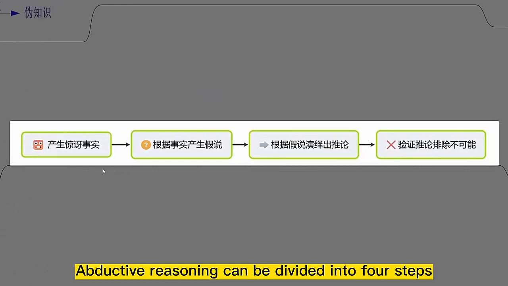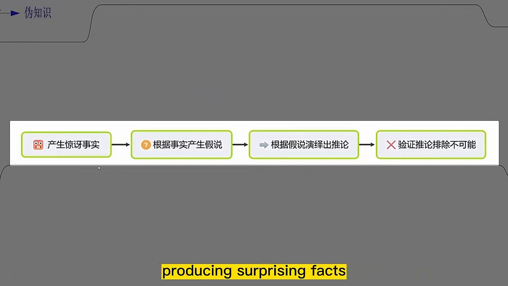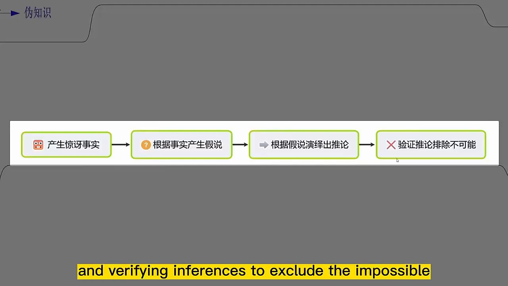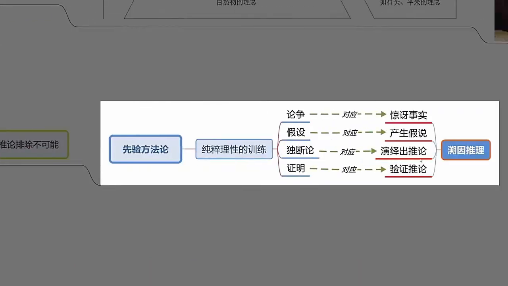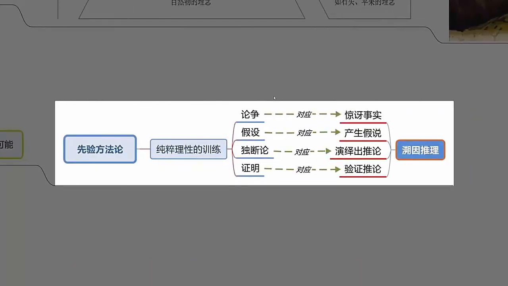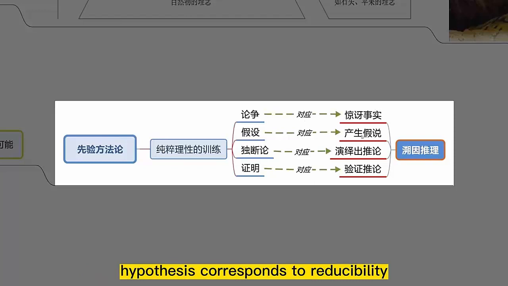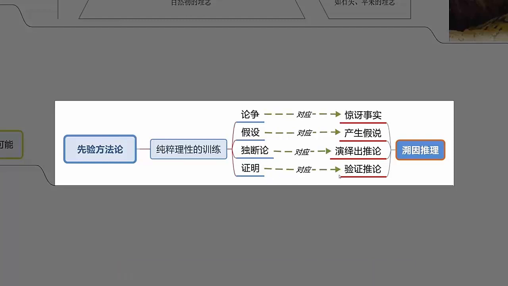Abductive reasoning can be divided into 4 steps: producing surprising facts, generating hypotheses based on facts, deducing inferences based on hypotheses, and verifying inferences to exclude the impossible. We can also correspond the 4 types of discipline and abductive reasoning: polemics corresponds to surprising facts, hypothesis corresponds to reducibility, dogmatism corresponds to deduction, relation to proofs corresponds to verification.